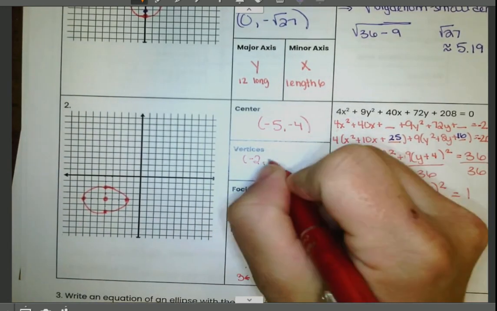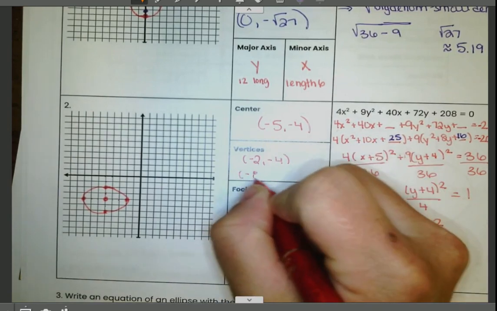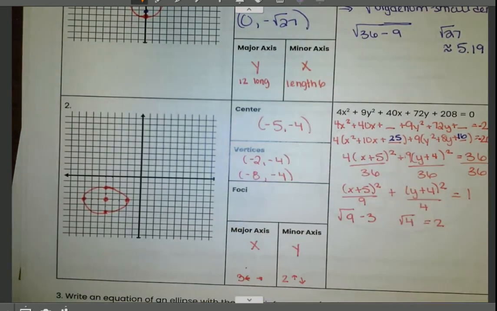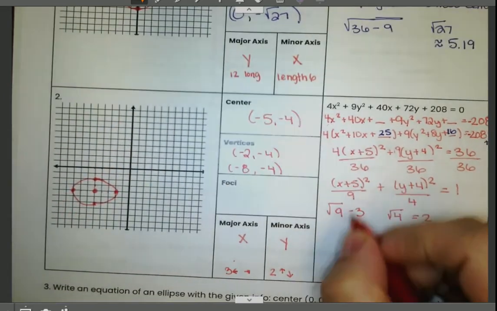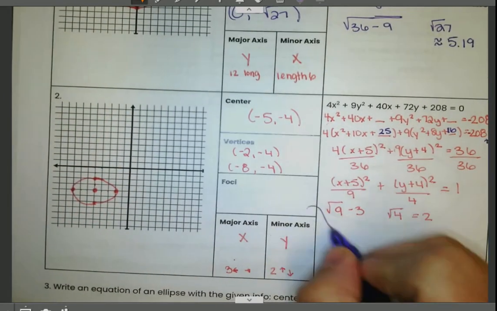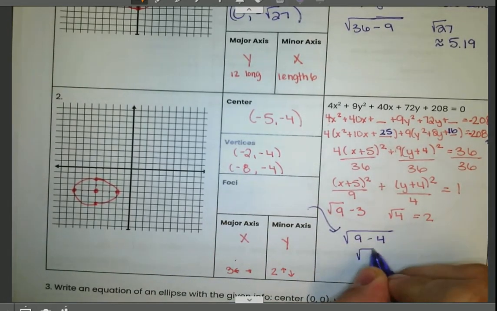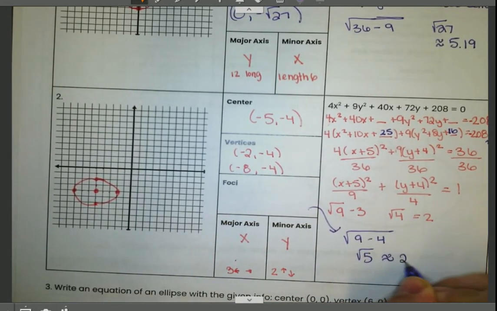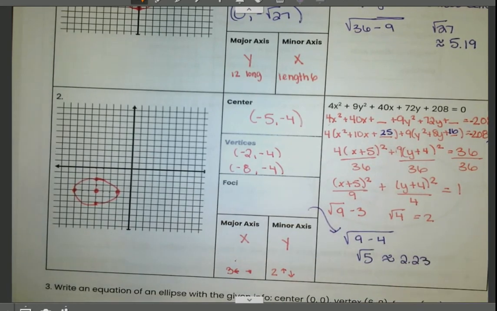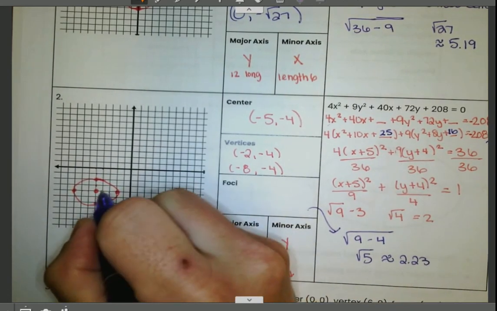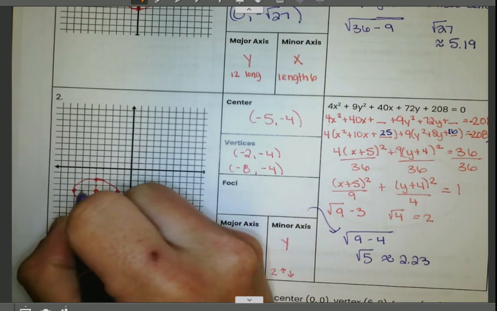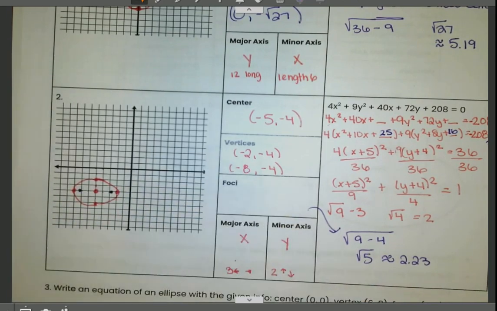So once we did our counting, that puts our vertices at negative 2, negative 4, and negative 8, negative 4. And our foci are going to come from big denominator minus small denominator, which is radical 5, or approximately 2.23. I'm avoiding typing in the calculator just to save a little bit of time. So it's a little bit over 2. And there is our example.